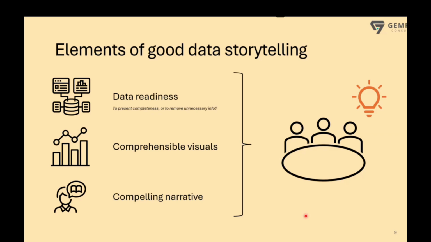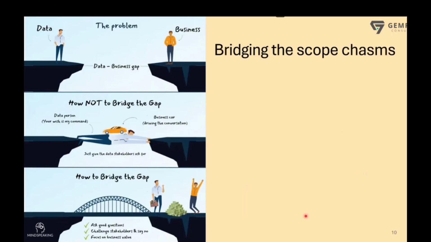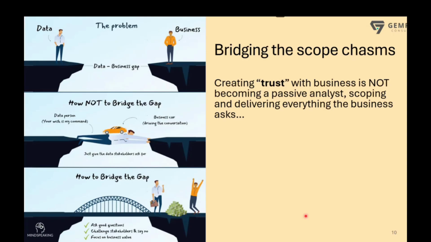We also ask ourselves a question like, should we present everything or remove unnecessary info? We covered the scope chasm, the gap from a small business ask getting wider over time as complexities are introduced. So here's where we say that creating trust is not just becoming a yes man. Like what you see here, the data person would normally just say, your wish is my command, and then become a carpet, right? Or a floor mat for people to just step on us and get things done. Our job is not that. In fact, our job is way more strategic than that.